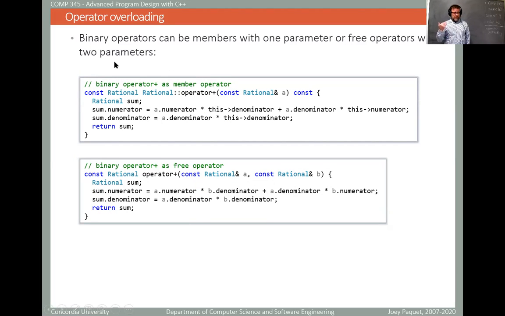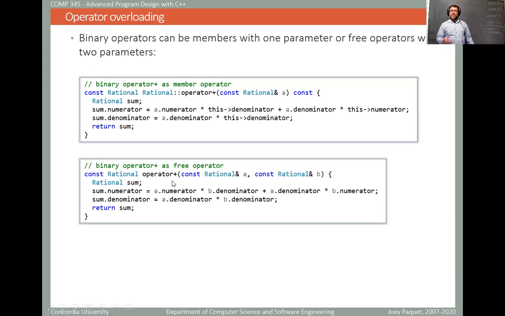That was it for unary operators. If you implement binary operators, such as plus, a binary operator has a left operand and a right operand. If you declare it inside your rational class, then the left operand would be the current object, and the right operand would be the object received as the single parameter of your plus operator. So you refer to the left operand using this, and to the right operand using the parameter name here.